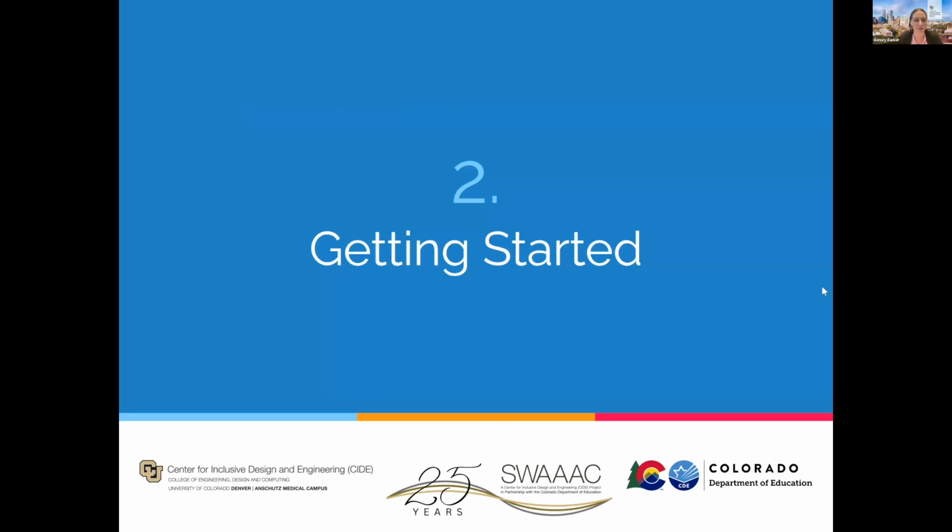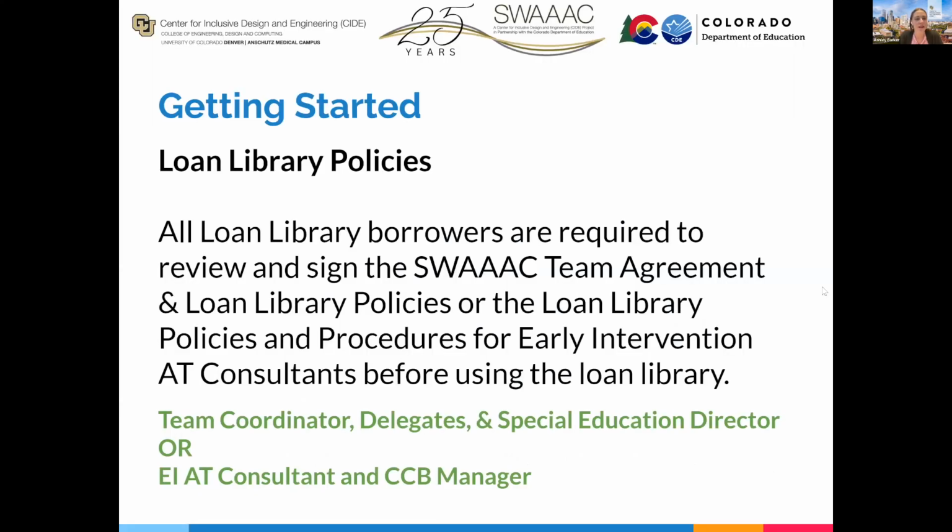All right, so next we'll talk about getting started with requesting a loan. Before you're able to start requesting loans, all loan library borrowers are required to review and sign either the SWAAAC team agreement and loan library policies, or for early intervention, a very similar document, the loan library policies and procedures. Again, for either program, we do need this document read and signed before getting started.